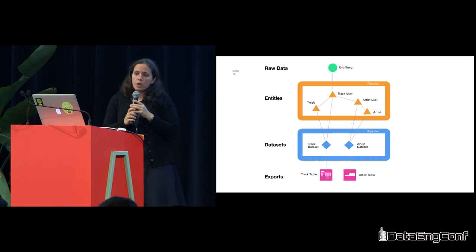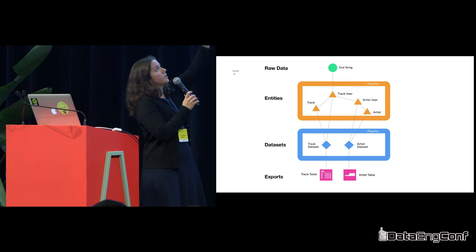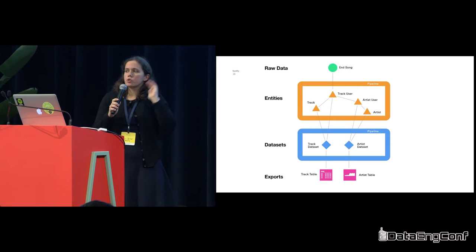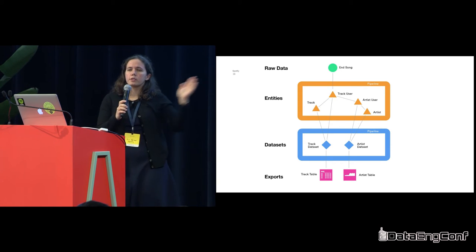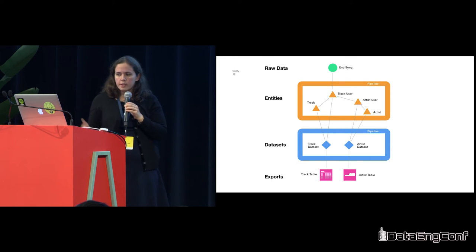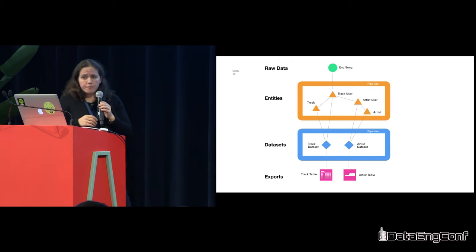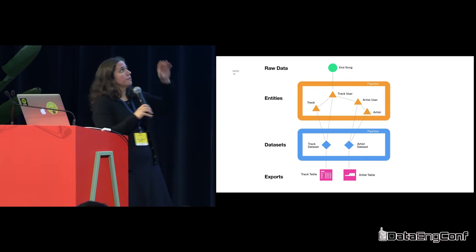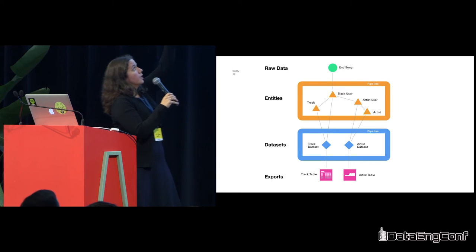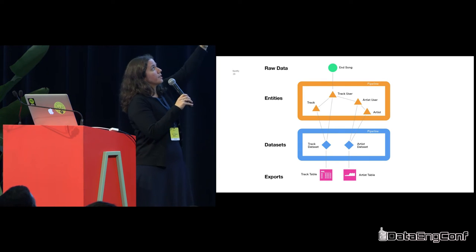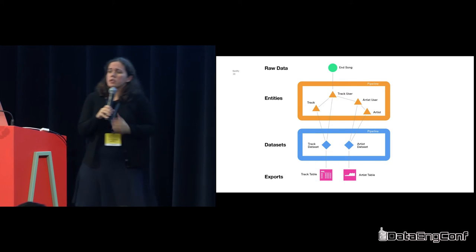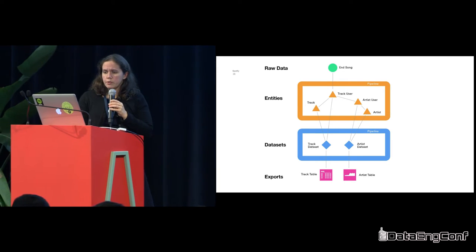So this is the overall architecture diagram. And as you can see, the information flows from top down. So that means there's no dependencies going sideways or up, so we avoid any circular things we might want to do. From the raw data we compute the entities layer. From the entities layer, we compute the data sets layer. And finally, we have the exports layer, which is just the logic abstracted away into what database technology we're using.